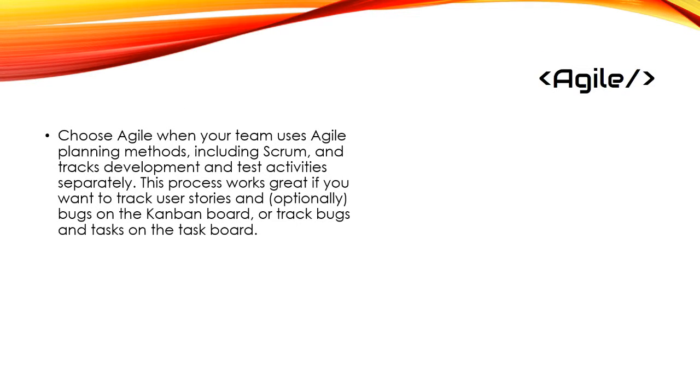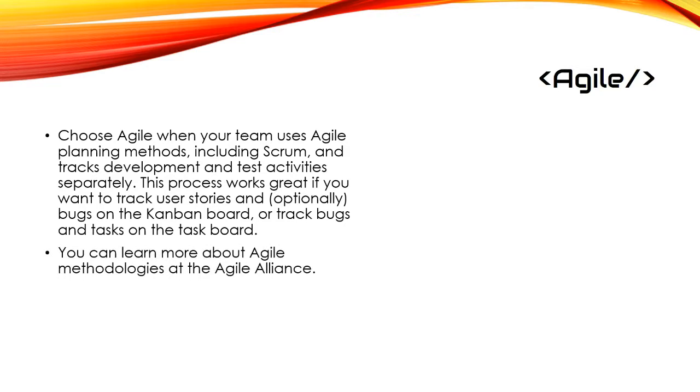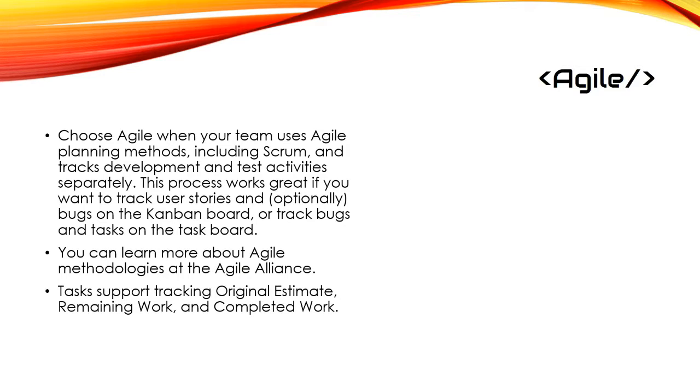Agile. Choose Agile when your team uses Agile planning methods, including Scrum, and tracks development and test activities separately. This process works great if you want to track user stories and, optionally, bugs on the Kanban board or track bugs and tasks on the task board. You can learn more about Agile methodologies at the Agile Alliance. Tasks support tracking original estimate, remaining work, and completed work.